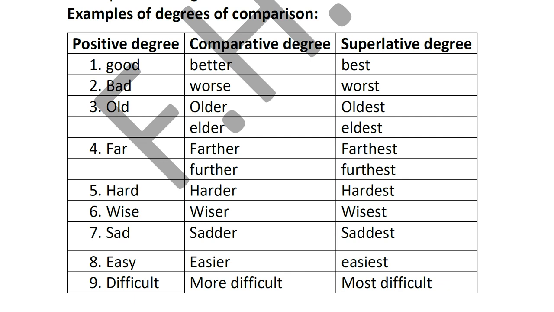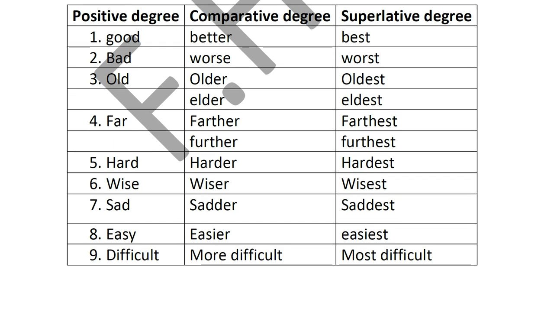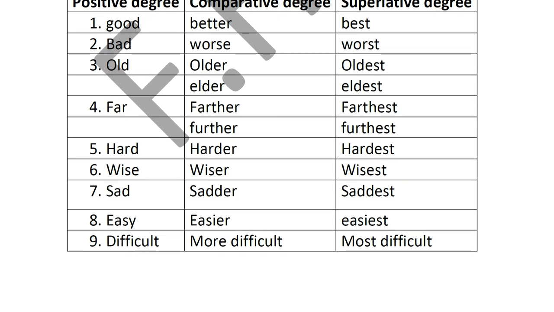Sad, sadder, saddest. Over here, note the change. You have to add D twice. You have to add double D, not just sadder. Sadder. Okay, because you're stressing on the D, so there will be two D's over here.